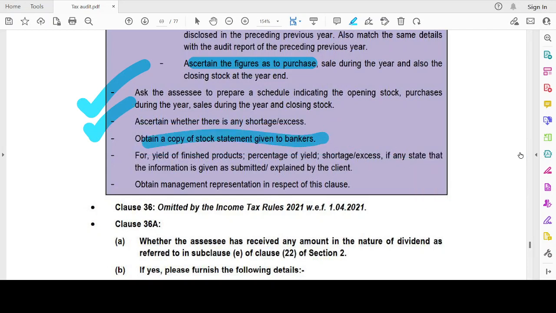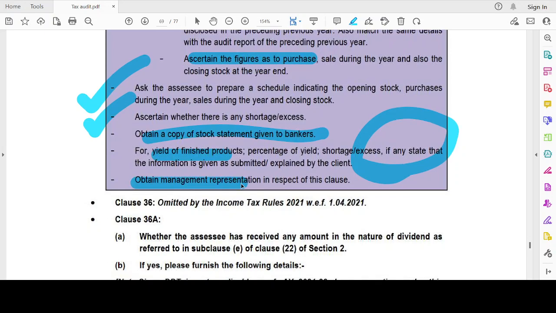Again, a CARO 2020 requirement, right? Yield of the finished product. I have to just get the information and check whether the assumptions are reasonable. Obtain a management representation in respect of this clause.